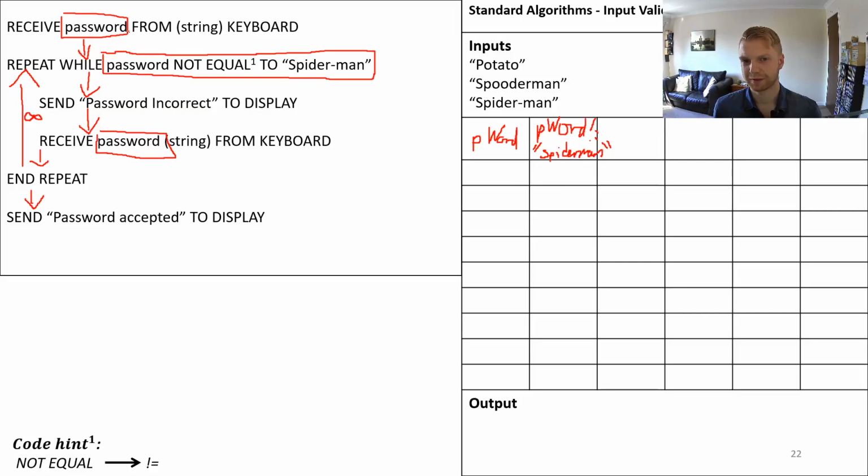Receive the password from the keyboard. So they're going to get the word potato. And it's going to check, is that the right word? So while the password is not equal to Spider-Man, you know what, I keep forgetting this. So you put in the T path, you put in the F path.